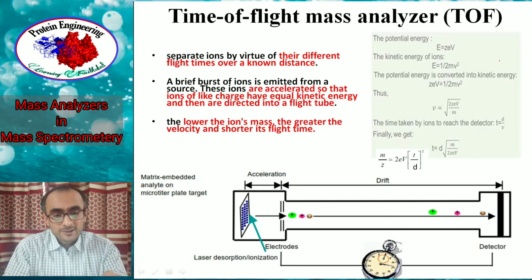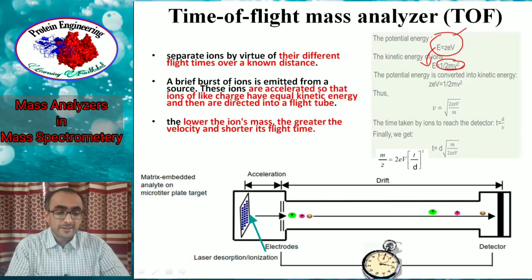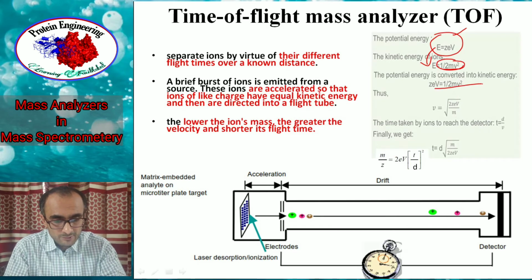For example, the potential energy of an ion here would be zeV, where z is the amount of charge, e is the charge, and V is the voltage applied. And this potential energy is converted into kinetic energy in the TOF, that is half mv squared. So if you equate them, half mv squared is kinetic energy, m is mass, and v is the velocity of those ions. So you will see the value of v is equal to the square root of 2zeV upon m.